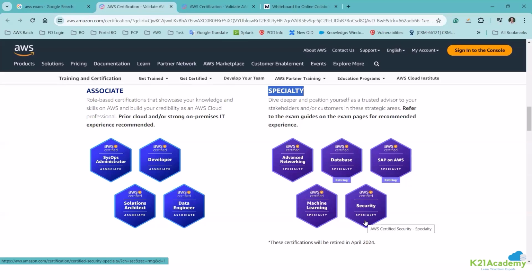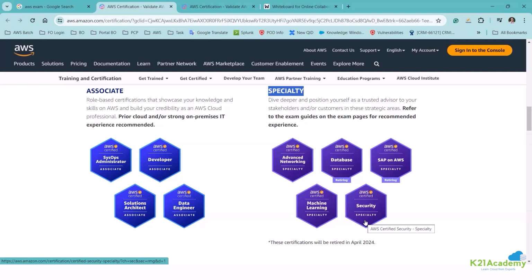Specialty, it means what? The specific topics. Okay. So the first one is networking services. Let's suppose you have a CCNA, CCNP, CCIE certification, you are playing around with networks only, right? So you have good experience in networking only. I'm talking about on-premises networking.